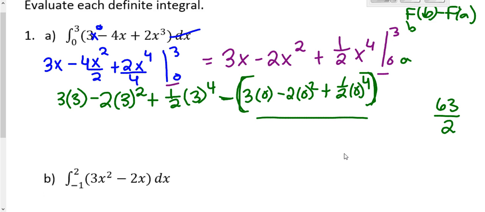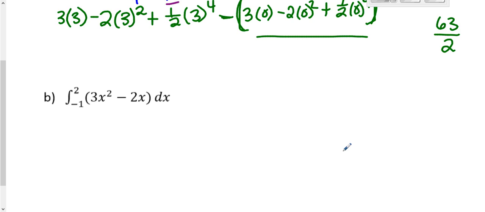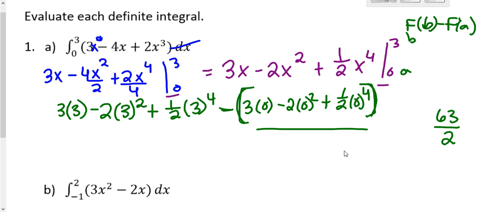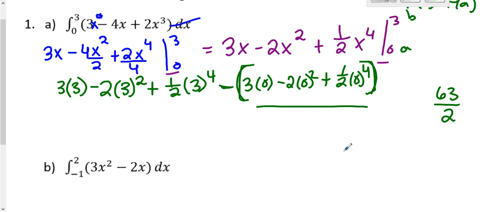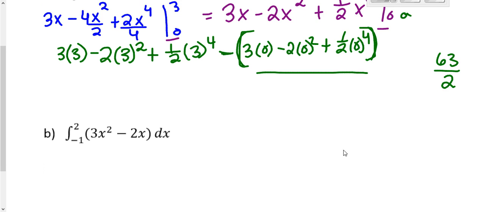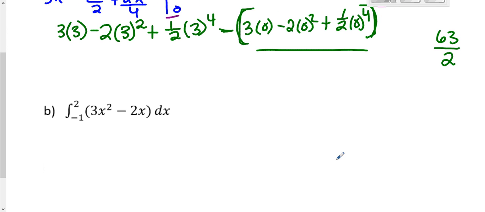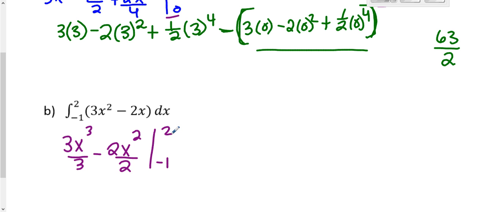Okay? So let's look at part B of number 1. So each problem is similar to each other. Okay? So part A and B, you're practicing the same skills. This one does not require u substitution. It does not require anything crazy. You are integrating, so we don't need any u's or anything. We are just going to take 3x squared. It will become x cubed over 3 minus 2x squared over 2. Leave the coefficients, and our limits are -1 to 2.